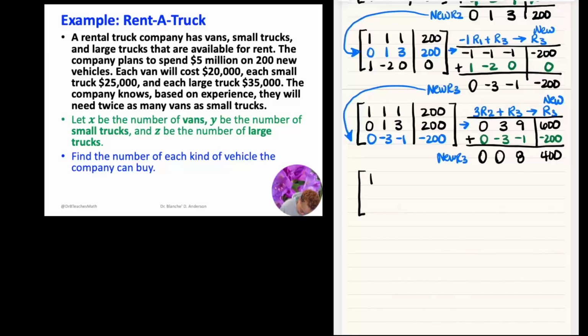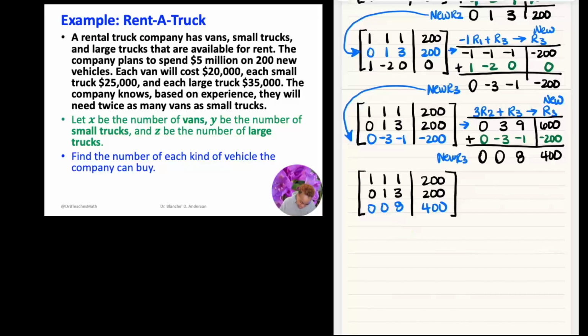So this is what we have now. We have 1, 1, 1, 200, 0, 1, 3, 200, and then we have this new row, 0, 0, 8, 400. Can we stop here? Yep, we can stop here because now we have the z by itself. So that means, why did I put 8, y'all? Oh, sorry, we can't stop yet. Hold on. This shouldn't be an 8. I need this to be a 1, right? Because this right here represents 8z. I'm moving too fast.